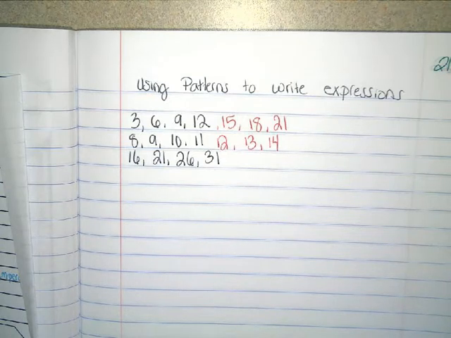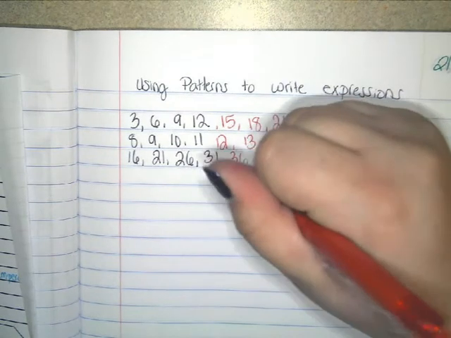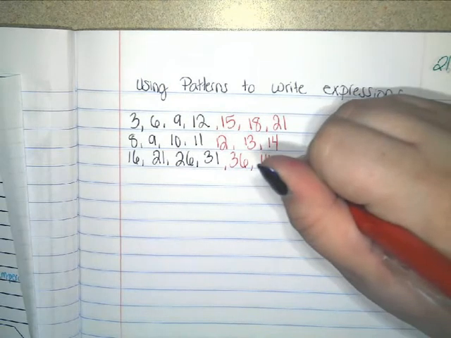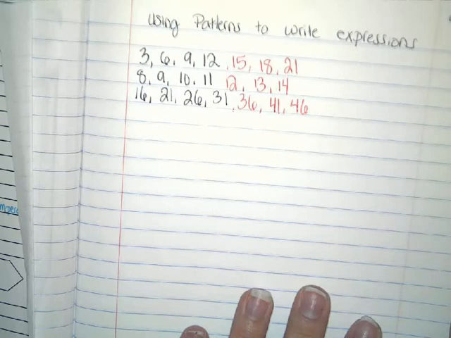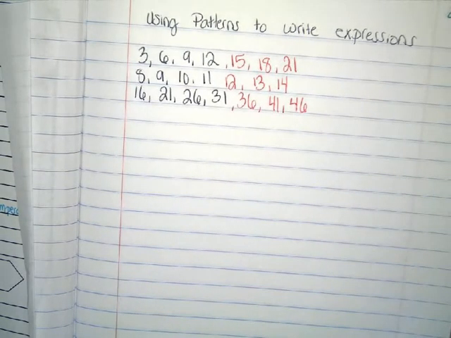What comes next? 36, then what? 41, then 46. Okay, so it's easy to come up with the next couple terms, right? But what about if I ask you to come up with the 100th term of this sequence?